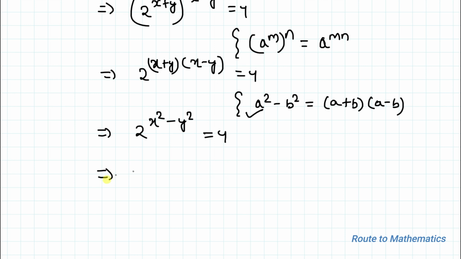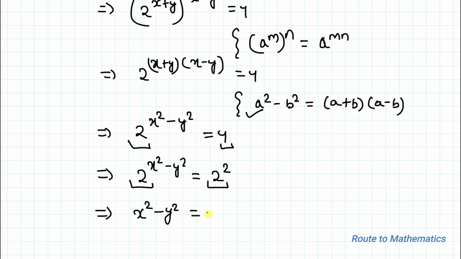Now, in order to equate the powers, we need to make the bases the same. So 2 to the power x square minus y square equals 4 can be written as 2 to the power 2. Now the bases are the same, so we can easily equate the powers, that is x square minus y square equals 2. So what we are asked to find is the value of x square minus y square, which is equal to 2, and that is our answer. I hope you have understood the solution.